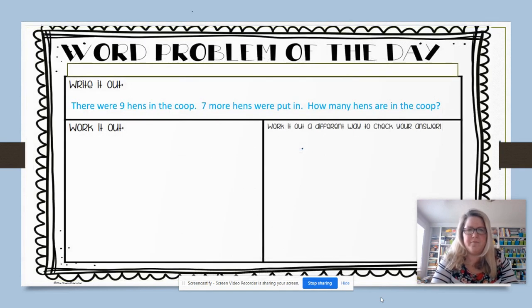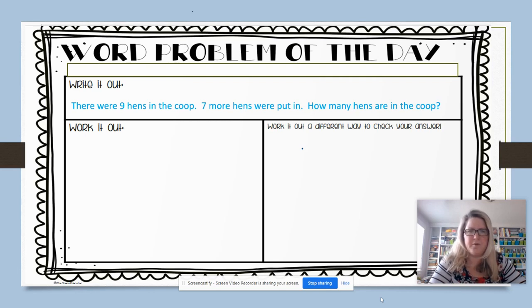Your word problem of the day, and this one I'm going to model, and then I'm going to give you some time to do a different one on your own, so just so you're aware of that. So this one I am going to model 2 different ways, and your problem is: there were 9 hens in the coop, 7 more hens were put in. How many hens are in the coop? So I want you to work out the problem.